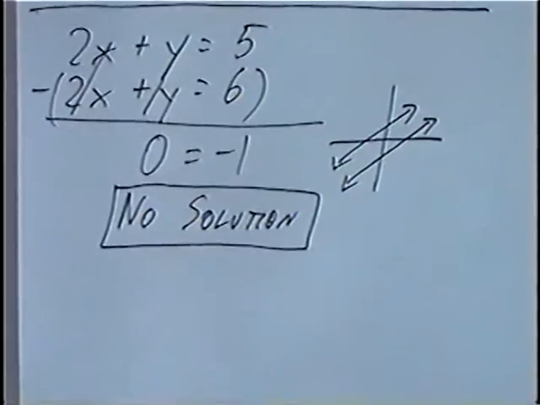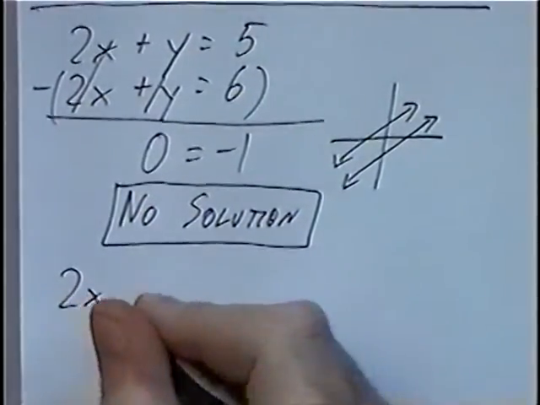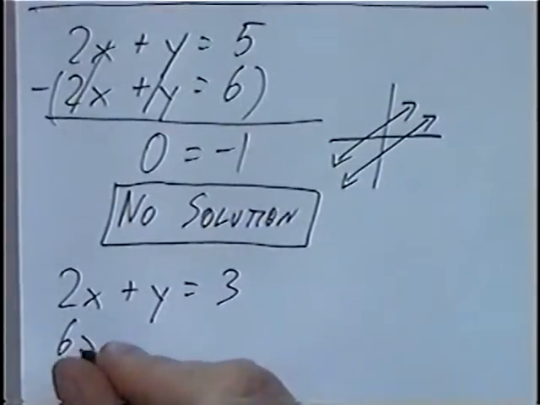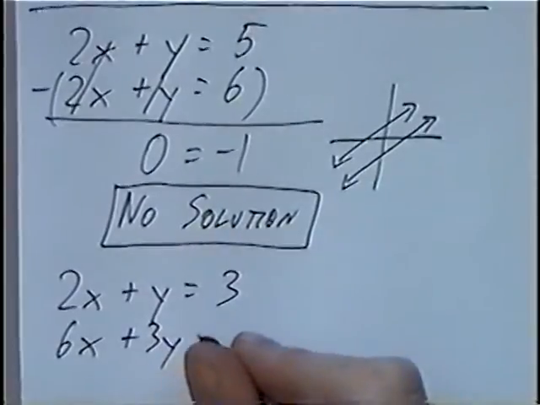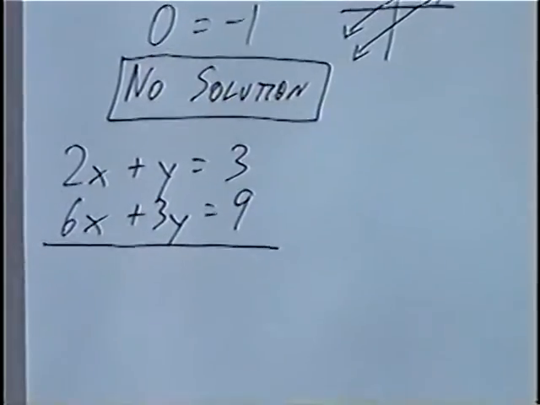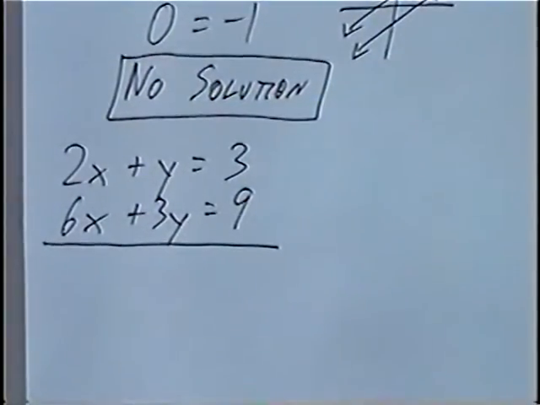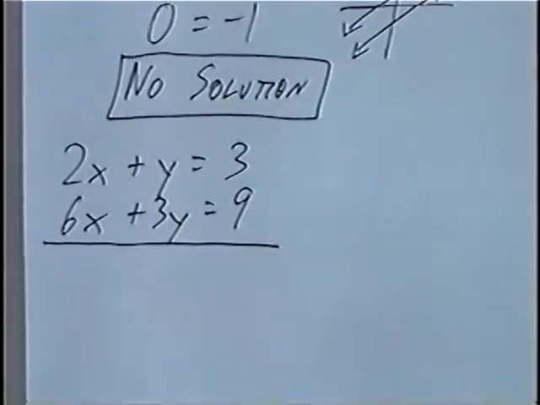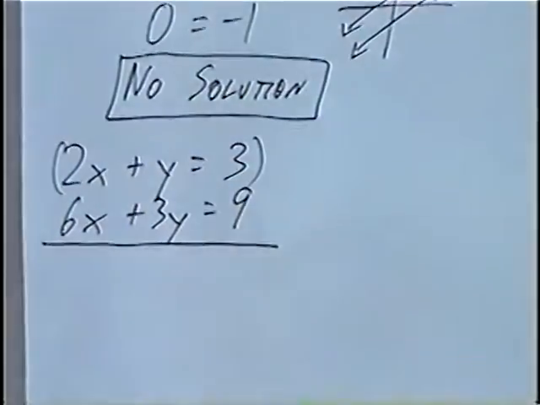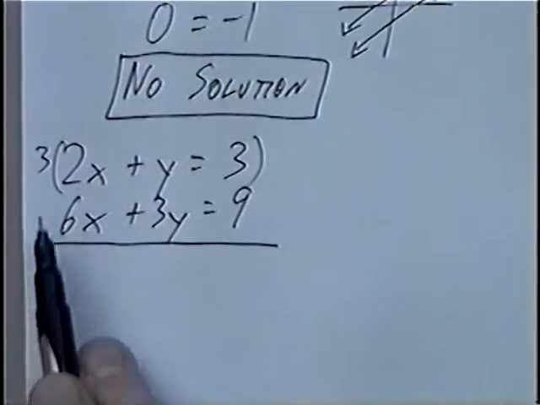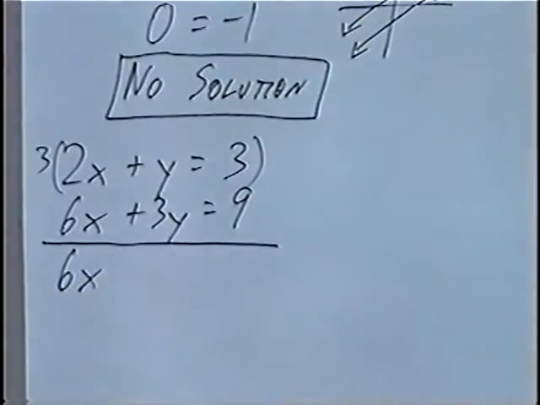Second question and last question for the section. 2x plus y equals 3. And second equation, 6x plus 3y equals 9. Again, solving by elimination. On this one, we'd have to multiply first, since the x's do not match up and the y's do not match up. So if we multiply the first equation by 3, the x's would match up. 3 times 2 would be 6x.